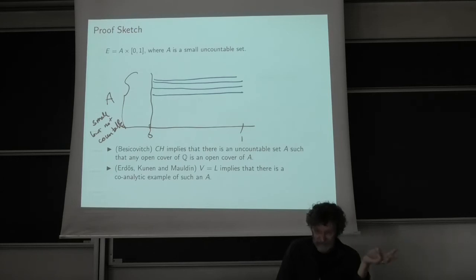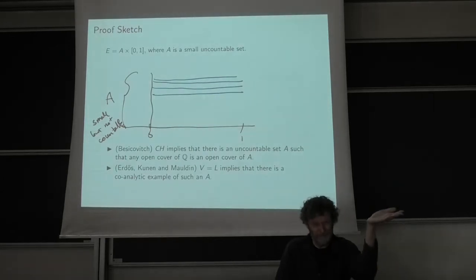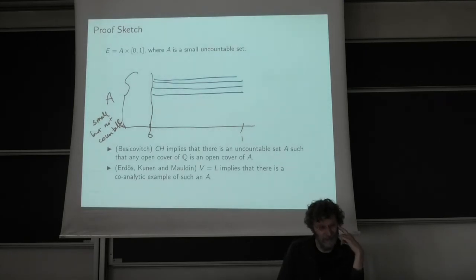Inside L, Gödel proved the continuum hypothesis by the argument that we briefly discussed, and there's a definable well-ordering. So you can put those things together and duplicate the effect. You can build a coanalytic example of a set that has just that same property. The vertical projection is a set, I forget what phrase people use for this, but it has the property that every open cover of Q is a cover for the set.